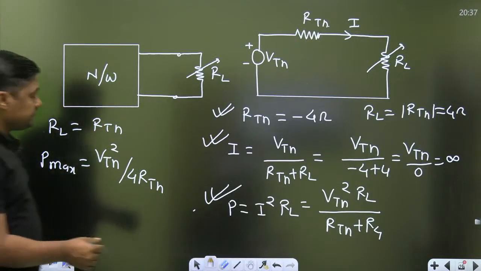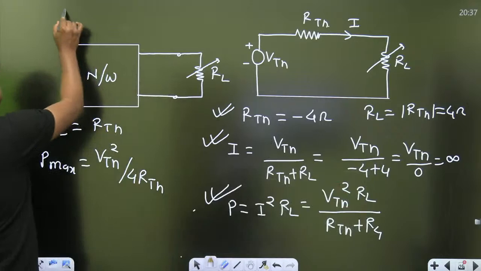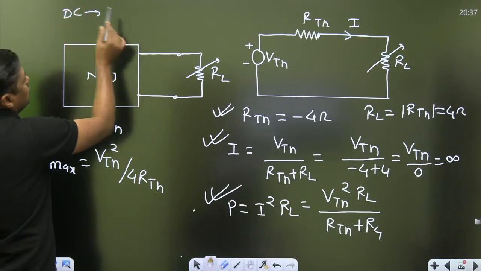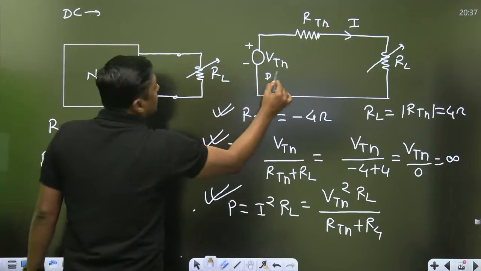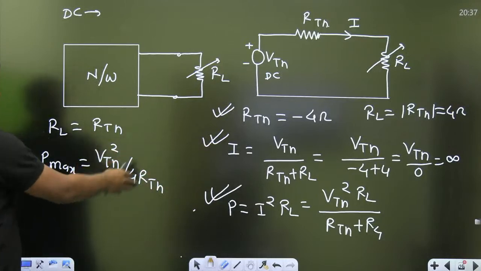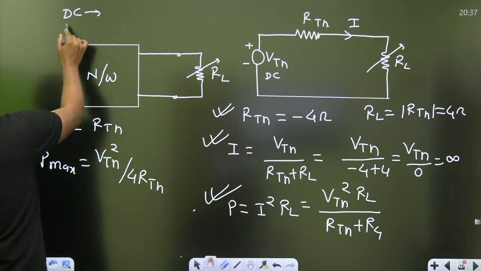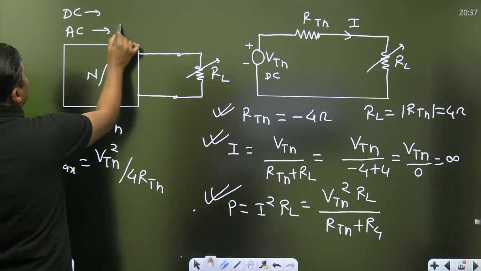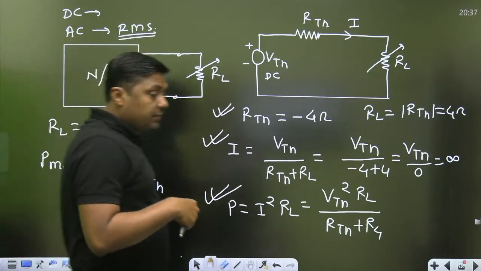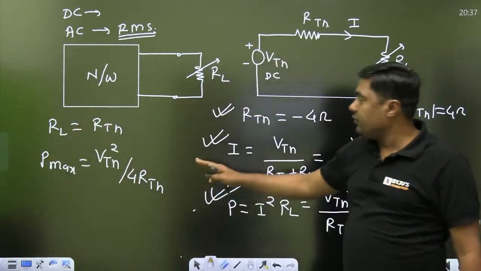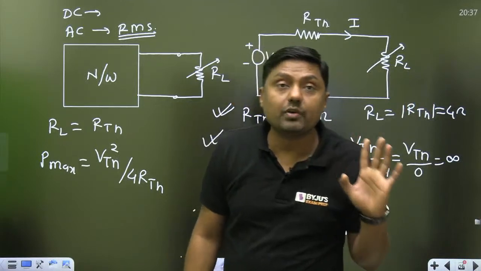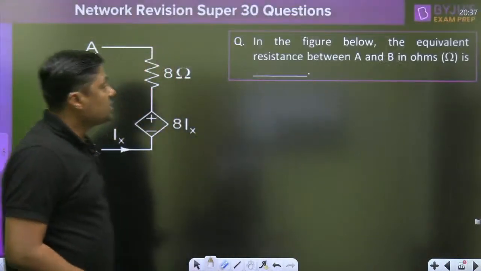If it is a DC, the RMS value of the DC is always the same value. So this is the DC value. If this is the DC value, then directly you can find the power by that method, VTH square by 4 RTH. But if it is AC and nothing is given, then in the GATE exam it will be the RMS and the formula will remain the same. But if the peak value is given, then you have to find the RMS value.